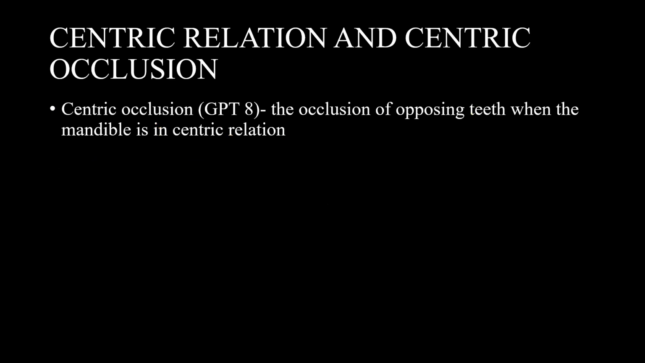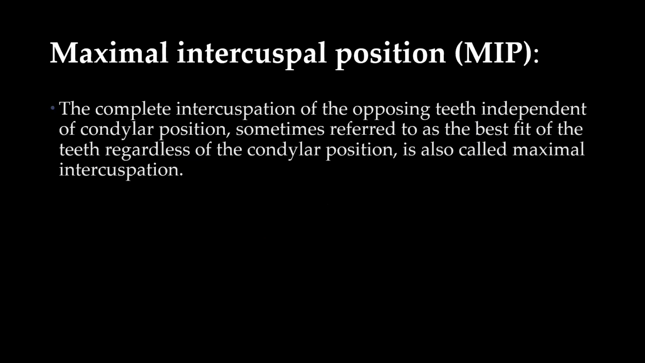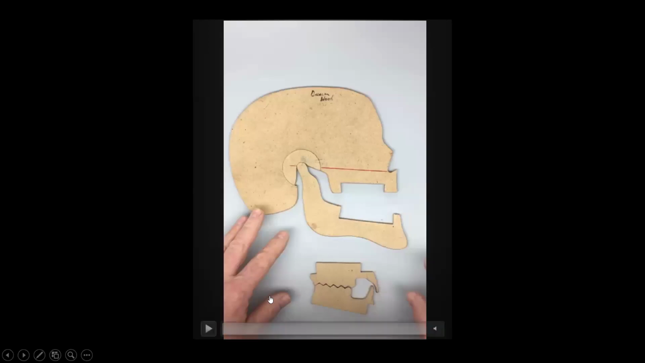The centric relation and the centric occlusion are interrelated, which means the occlusion of the opposing teeth when the mandible is in centric relation is what is known as the centric occlusion. Now, the third term that greatly confuses students is the complete intercuspation of the opposing teeth independent of condylar position, which is sometimes referred to as the best fit of the teeth regardless of the condylar position, also known as the maximal intercuspation position. So here I have a short video.